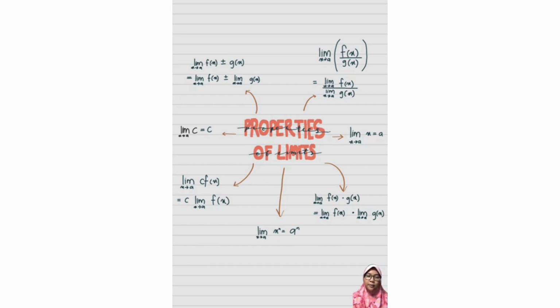We have a power function, limit x to the power of n. The answer is going to be a to the power of n. Second, if we have a constant in front of the function, we just put the constant in front and then directly substitute the limit into the function, and we get the answer. And for addition, subtraction, division, and multiplication, it's just the same, where we separate the two functions and then directly substitute the limits, and we get the answer.